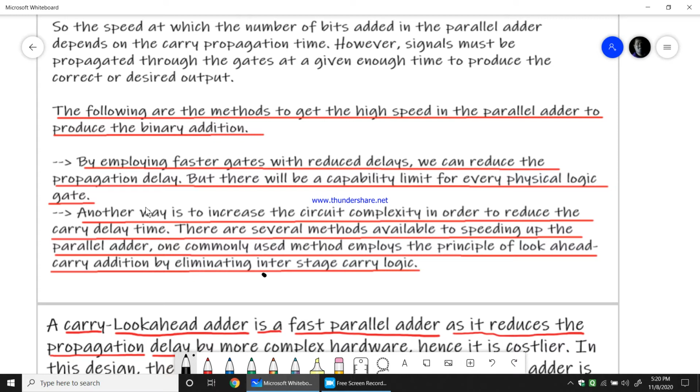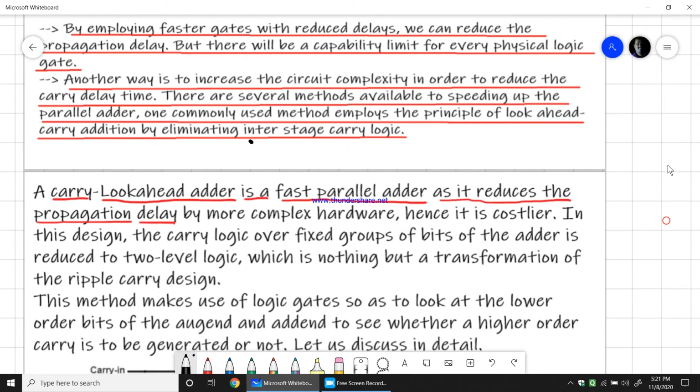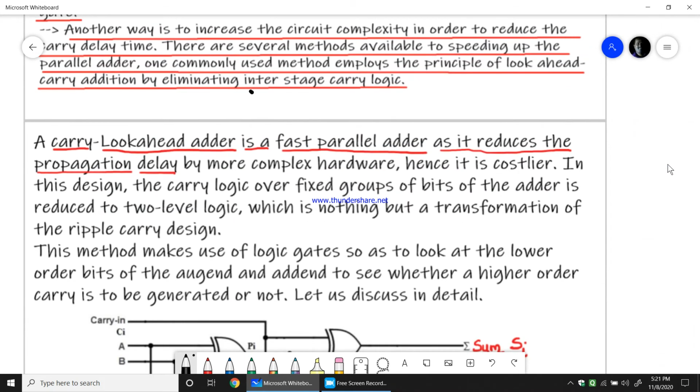Constructing a physical logic gate depends on the capability limit of those gates, because most of the gates can reduce some propagation delay by themselves, which makes the process complicated. Therefore, it is better to go with look ahead carry generators. A carry look ahead adder is a fast parallel adder which reduces the propagation delay.